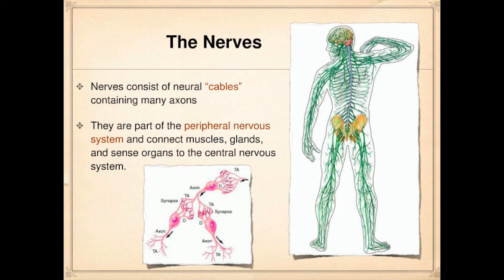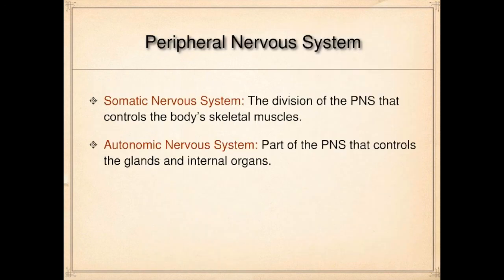Nerves, these are just cables, just lots of axons, part of the peripheral nervous system. We've got the somatic nervous system and the autonomic nervous system. These were two nervous systems that were explained in the chart that I handed out in class today. So the somatic is the division of the peripheral nervous system that controls the body's skeletal muscles, and the autonomic is the division that controls our glands and internal organs.